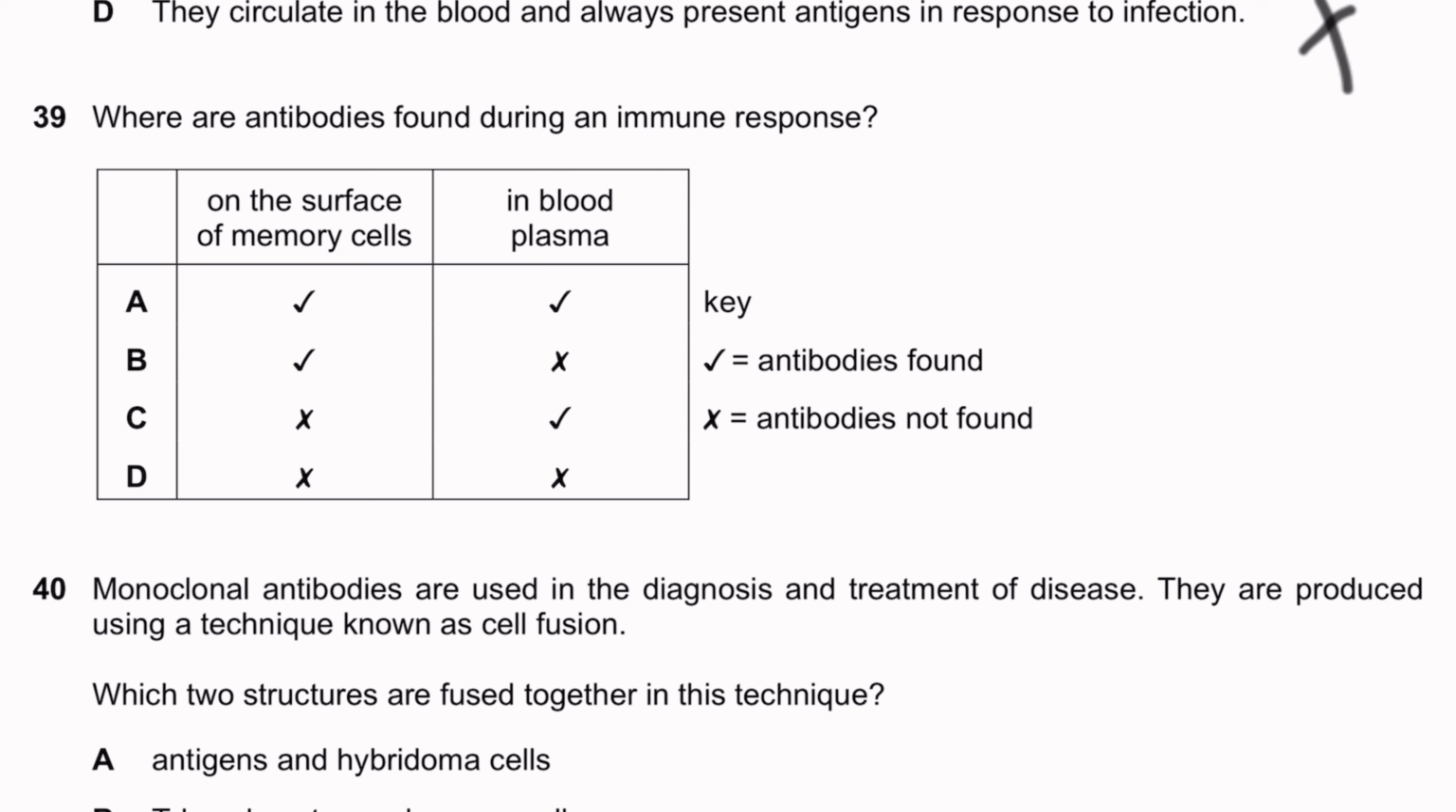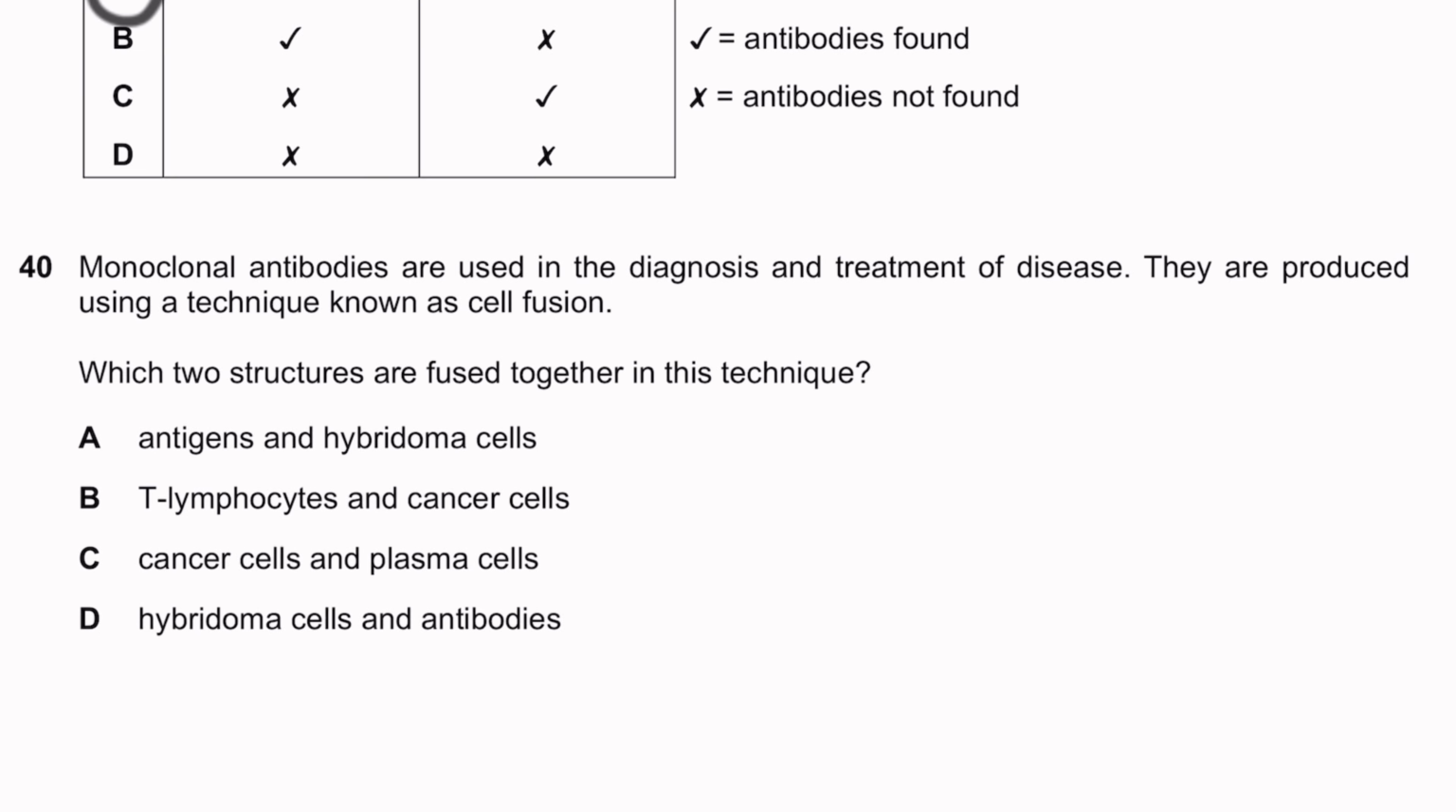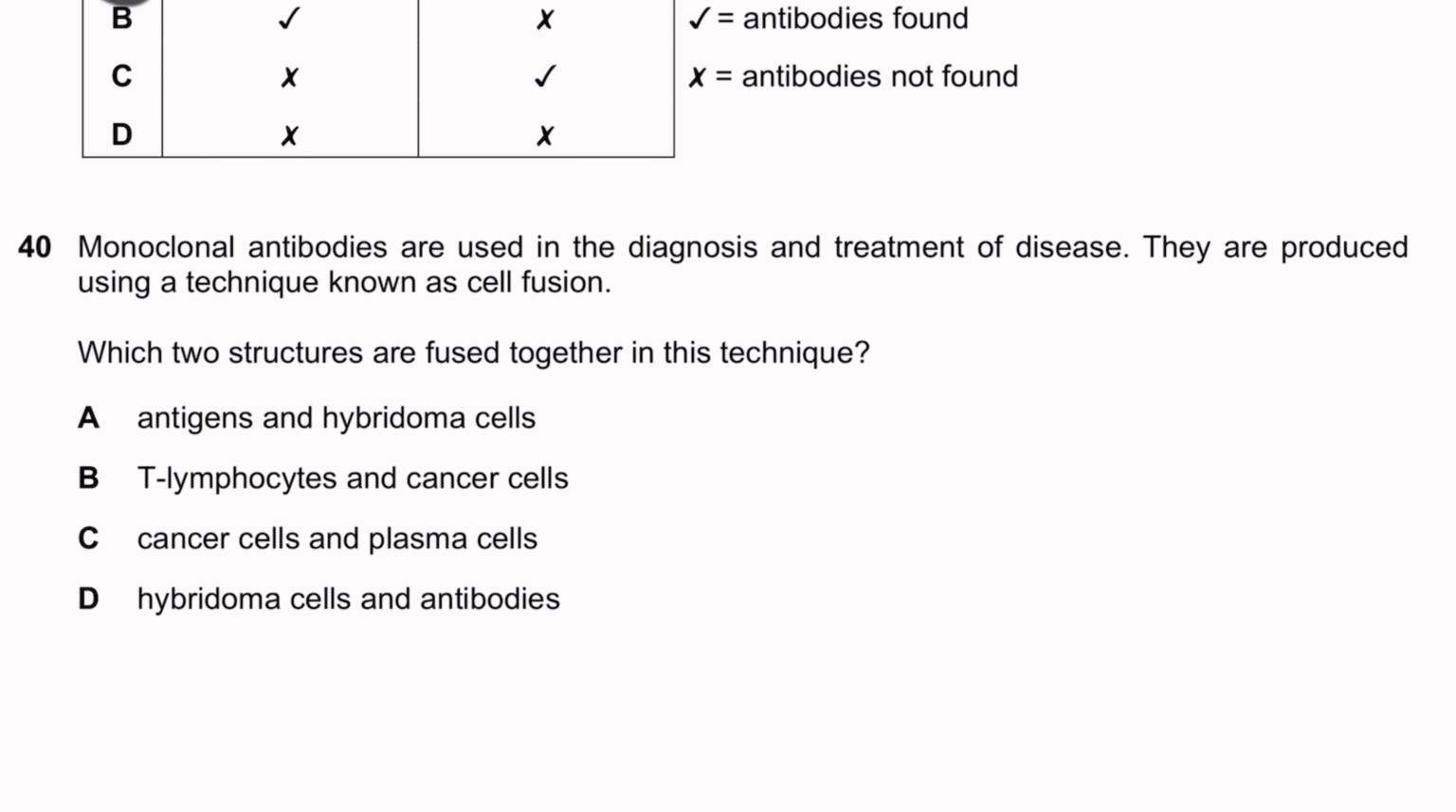Okay, where are antibodies found during an immune response? On the surface of memory cells. Yes, on the surface of memory cells, in blood plasma as well. Okay, that's letter A. Monoclonal antibodies are used in diagnosis and treatment of disease. They're produced using a technique known as cell fusion. Which two structures are fused together during this technique? We have a cancer cell, and it's fused with a plasma cell. Okay, letter C. And this is it for this variant.